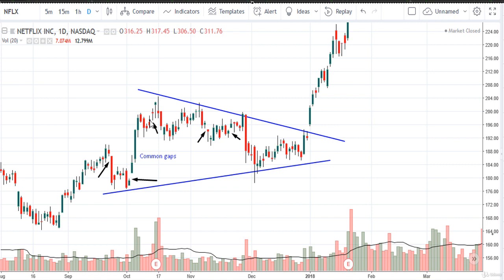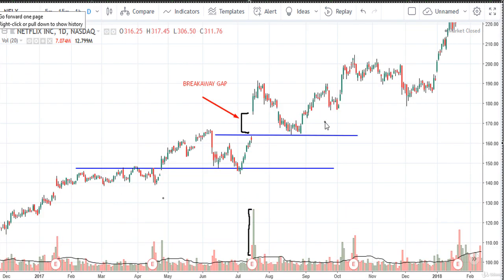Here we are getting a gap up opening, but this gap is also filled in the next few days. Here also the gap is filled, and here also the gap is filled by this red candle. So these are the common gaps, which are very common and they are not very important for trading purposes. Breakaway gaps are the important ones. They occur when price action is breaking out of the congestion area.